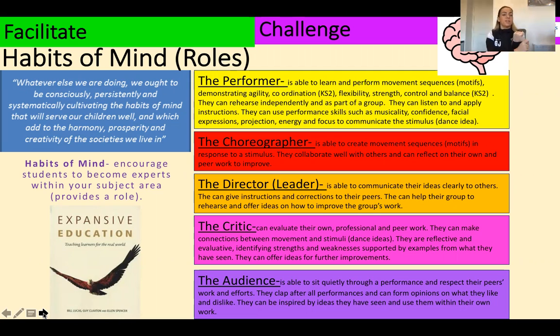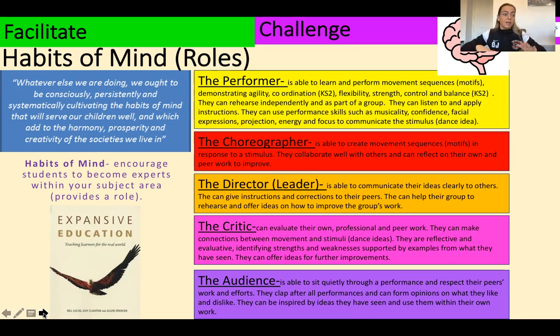The performer, obviously, is the person who is learning the material from the teacher or from their peers, and then they are performing. You've got the choreographer, so you might want to give one student in each group the ownership of creating the choreography, and the other students are the performers. Therefore, the choreographer is obviously being stretched and challenged to take on a leadership role. You've got the director or the leader.